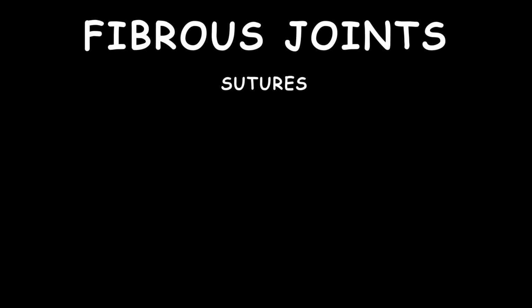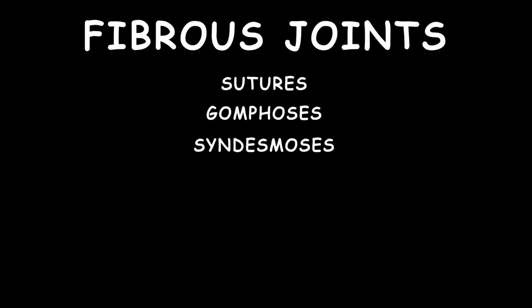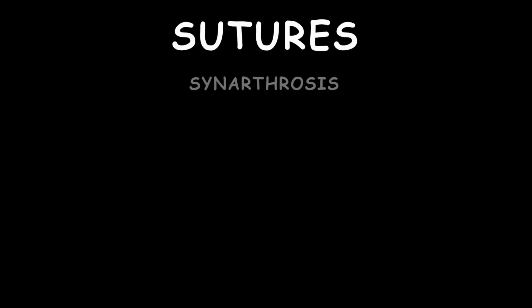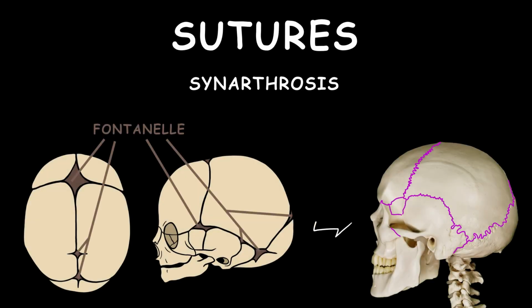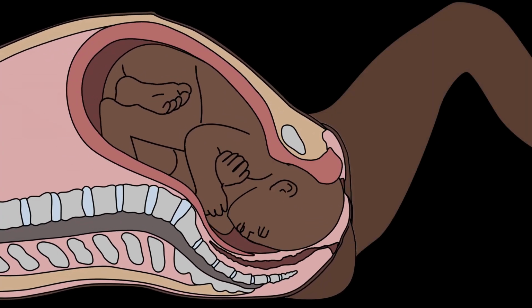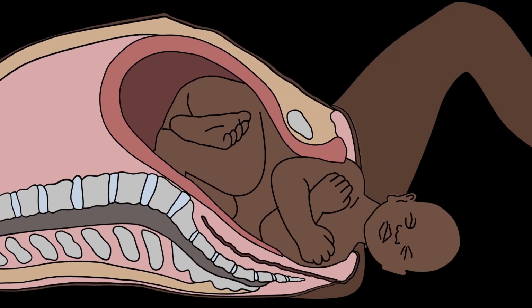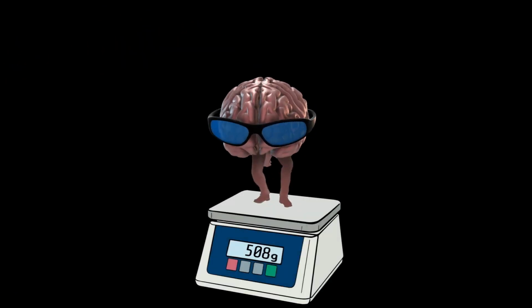Fibrous joints include sutures, gomphoses, and syndesmoses. Sutures are an example of synarthrosis. The only examples of such joints are between bones of the skull. The soft fontanelles between cranial bones fuse by 3 years of age and then ossify. The fontanelles are there for the birth process, when the skull deforms as the baby passes through the birth canal, and also so the brain and skull can grow during the baby's first year.